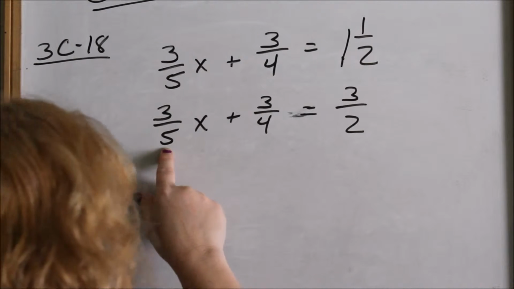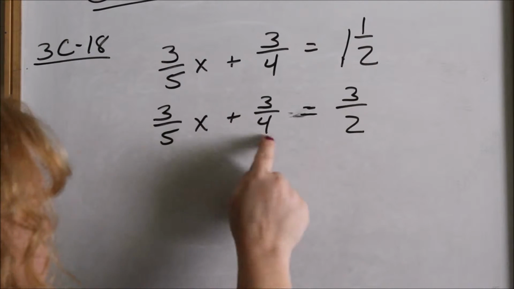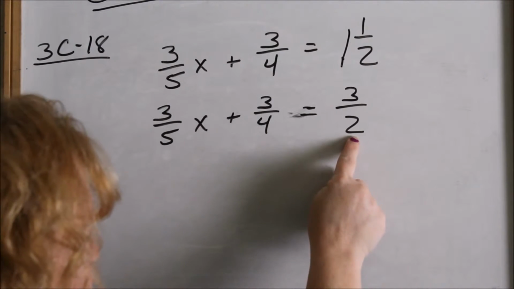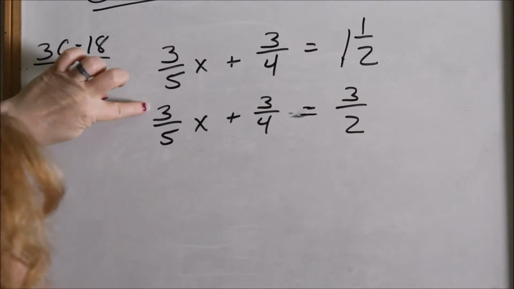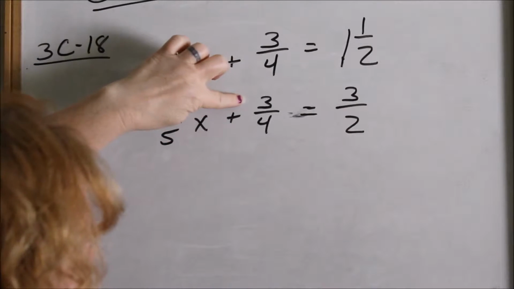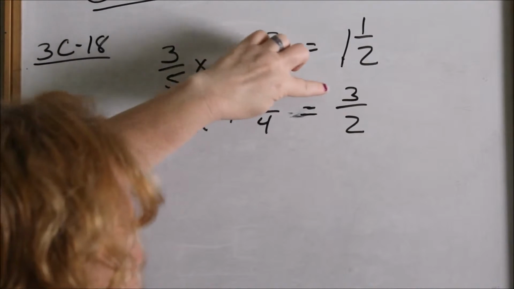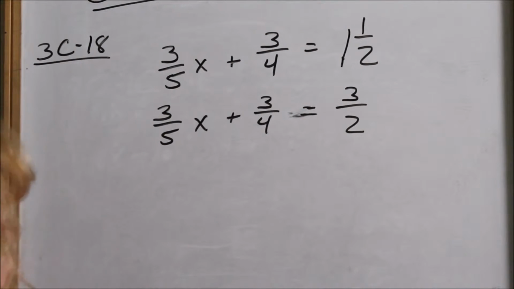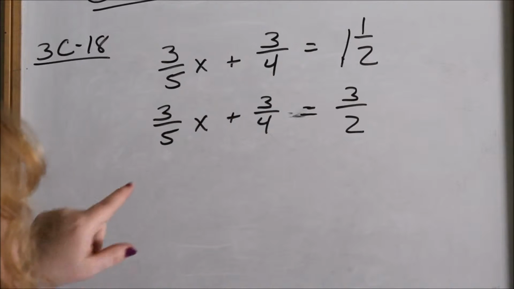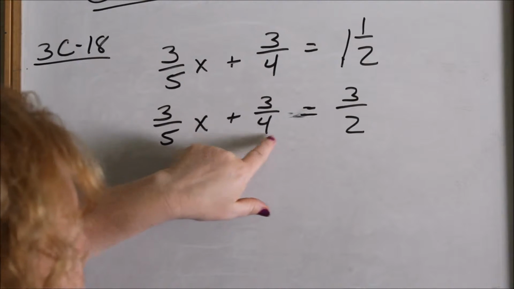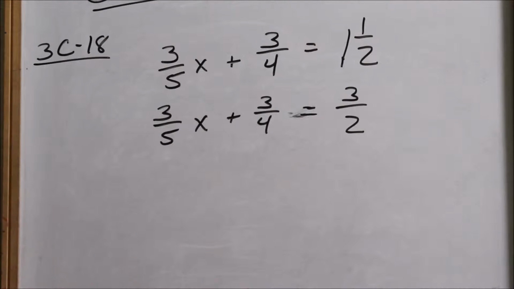The worst case scenario is you can multiply all three of these numbers together. 5 times 4 is 20. 20 times 2 is 40. If I multiplied this by 40, 5 divides into 40. If I multiply this by 40, 4 divides into 40. If I multiply this by 40, 2 divides into 40. But there is a smaller number. I can use a smaller multiple and I can use 20. If I use 20, you can see that 5, 4, and 2 all divide into 20.